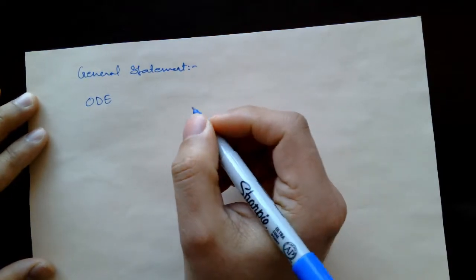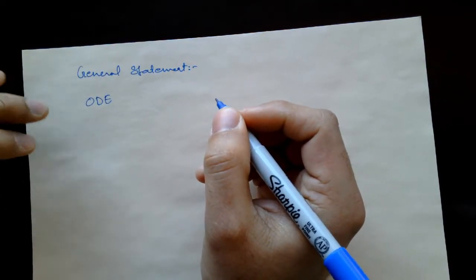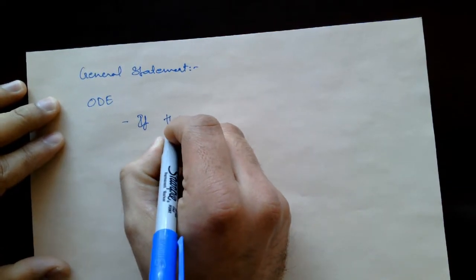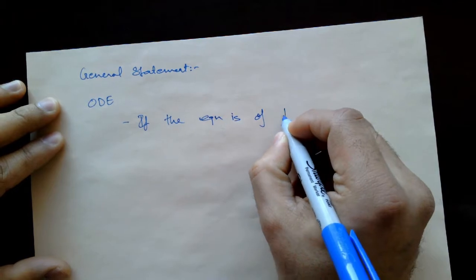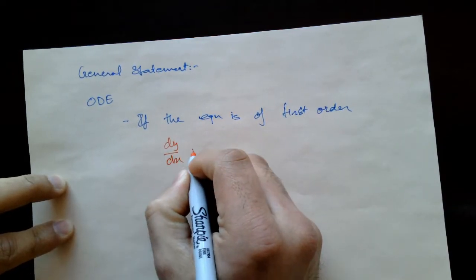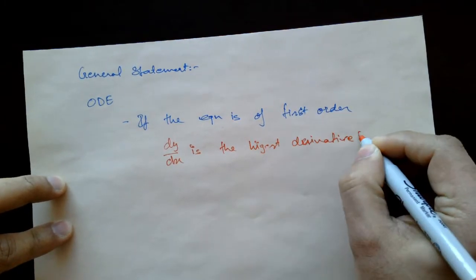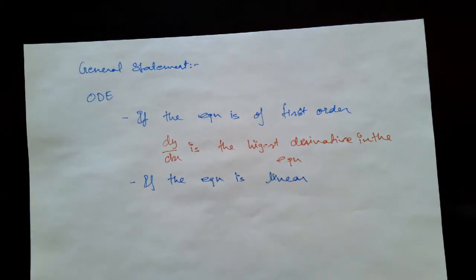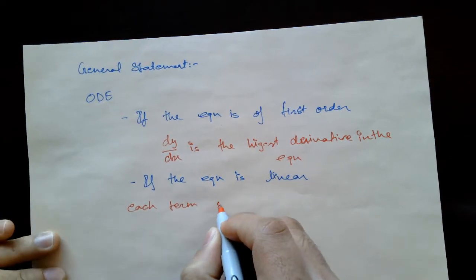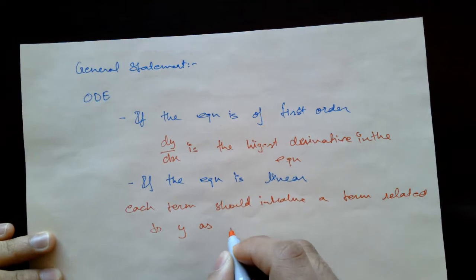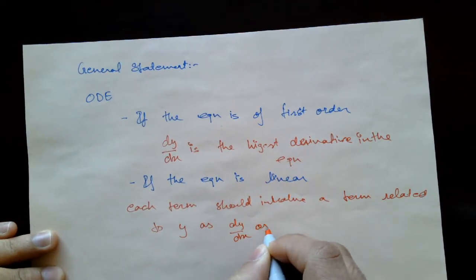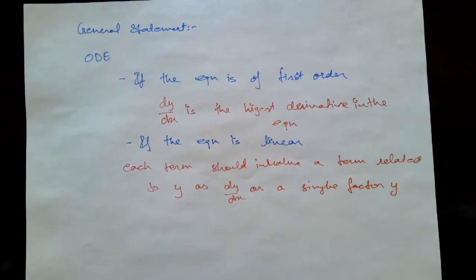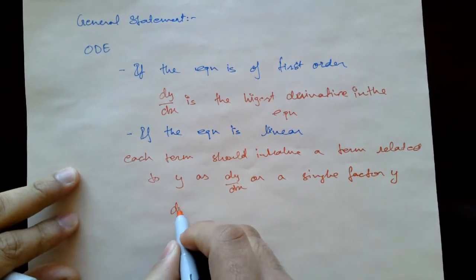Let's consider an ordinary differential equation which we want to solve. So we can use integrating factor to solve that ordinary differential equation if the equation is of first order, meaning dy over dx is the highest derivative in the equation. Second condition being if the equation is linear, meaning that each term should involve a term related to y as either dy over dx or a single factor y. So the equation should be able to be rearranged or reordered to look in a form like this.